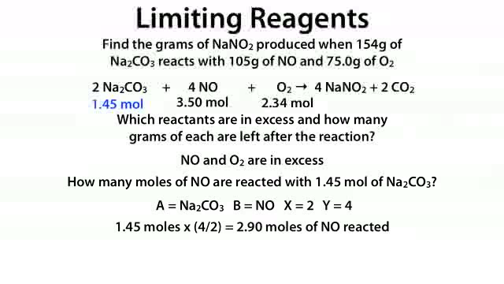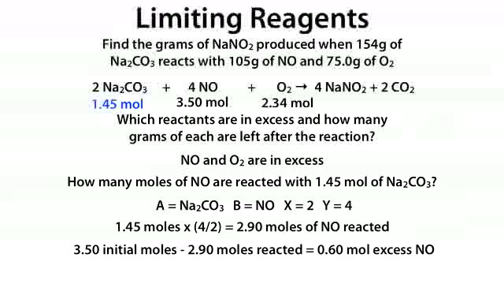So now we've answered the question, how much of that NO is reacted? And in order to find out how much is left after the reaction, we simply subtract our 2.90 moles of reacted NO from our 3.50 moles of initial NO to give 0.60 moles of excess NO. And finally, we can multiply our 0.60 moles of NO by its molar mass of 30.006 grams per mole to give 18.00 grams of NO in excess.